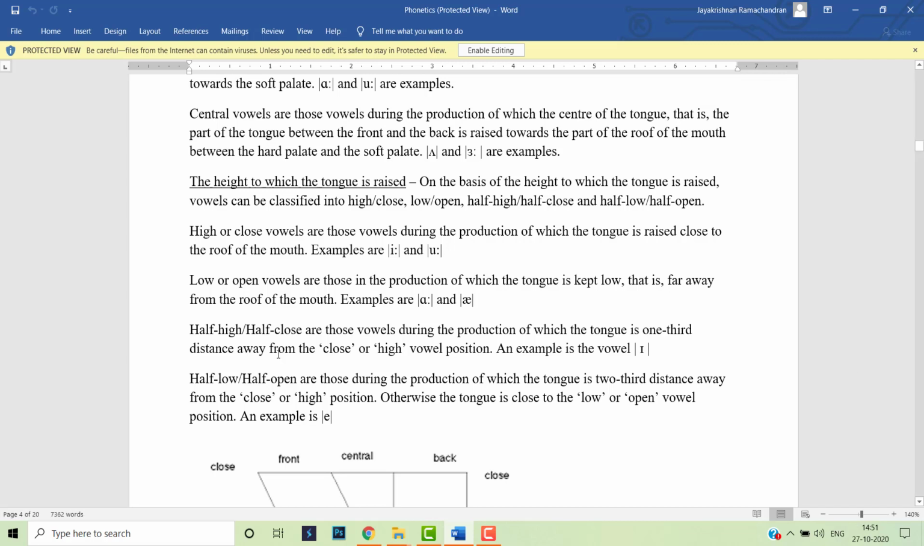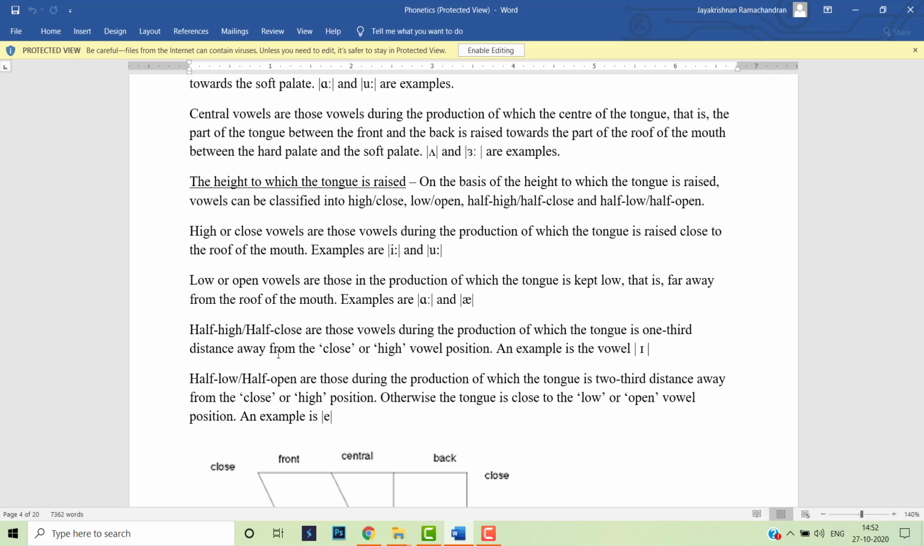High vowels or close vowels are those vowels during the production of which the tongue is raised close to the roof of the mouth. That is, the maximum height is reached. So the tongue will be close to the roof of the mouth, but it won't touch. If it touches, the vowel sound will become a consonant. So there will be a little space left.